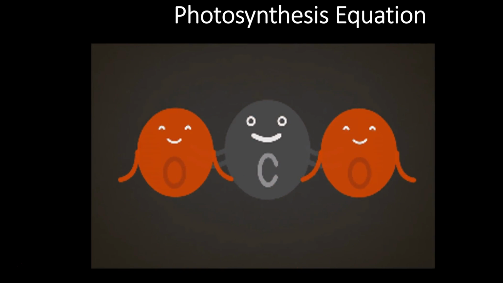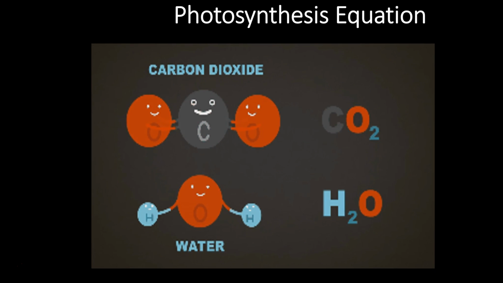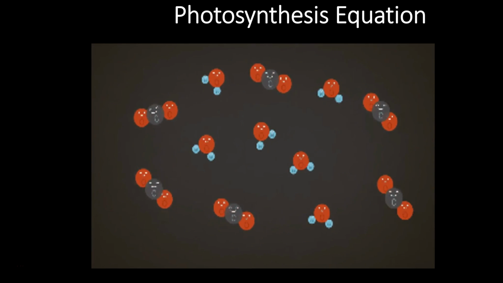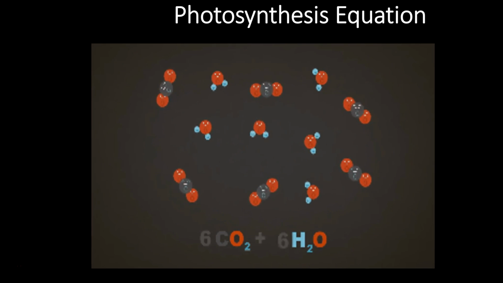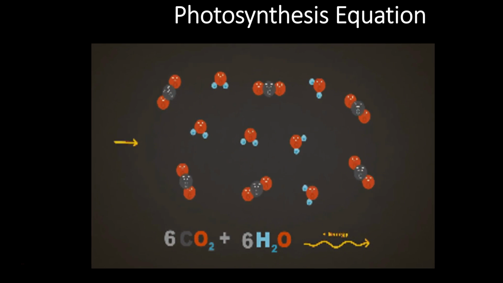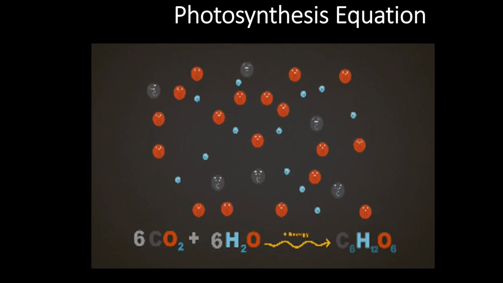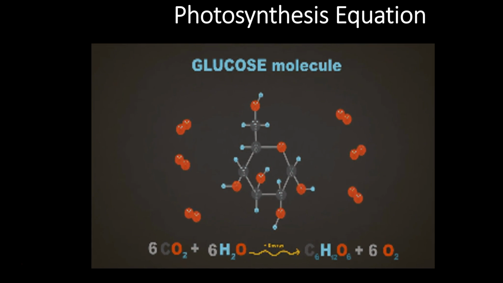If we look at this little animation, we see we have water and carbon dioxide. These are the 2 reactants in photosynthesis. So we have our carbon dioxide, our water, and how many do we need? Well, we need 6 of each. With the presence of sunlight, the energy coming from the sun, those atoms can be rearranged to form 6 molecules of oxygen and 1 molecule of glucose.